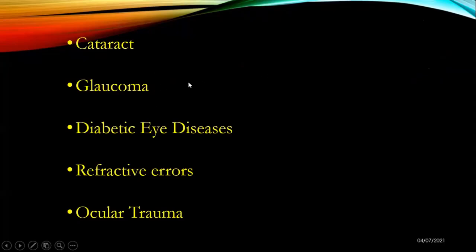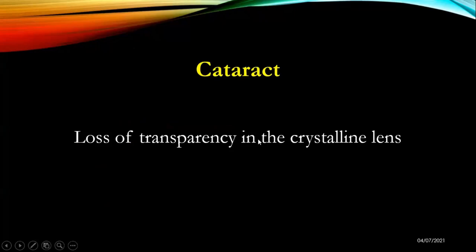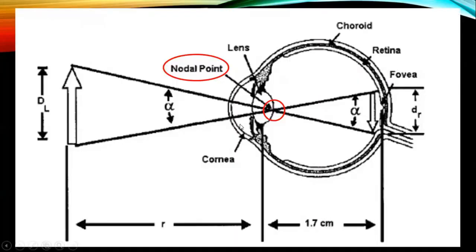I'll be first dealing with these common presentations: cataract, glaucoma, diabetic eye diseases, refractive errors, and ocular trauma. And what is cataract? Cataract is the loss of transparency in the human crystalline lens. This is a schematic representation of the optics of the eye.